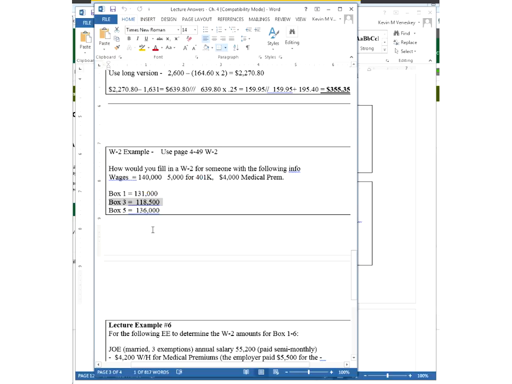Note, box 3 has to stop at the cap for Social Security. So that's why that one's only at $118,500. It would have originally been $136,000, but I can't go over the $118,500, so I have to stop. Where I got the $136,000 from is simply taking your wages, not doing anything for retirement, can't deduct it for Social Security and Medicare, but you can take off any medical premiums that you paid in.